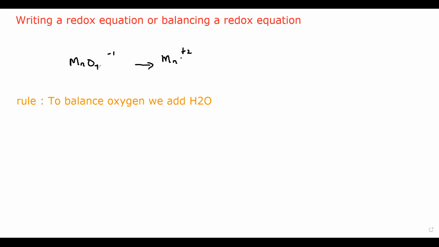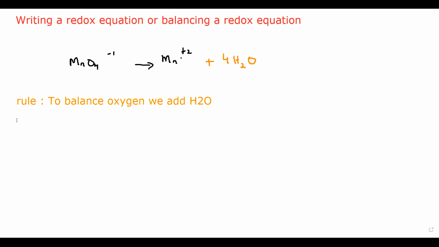So how many oxygen are there on the left hand side? 4. How many oxygen on the right hand side? 0. So to balance the oxygen, I should add water molecules. There are 4 on the left hand side, so I should add 4 on the right hand side, so 4 water molecules, or 4H2O. That is the first rule. Whenever we want to balance oxygen in a redox equation, we add water molecules.